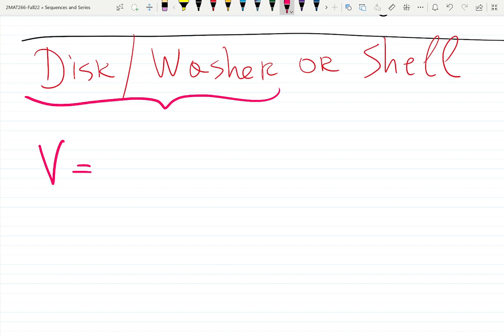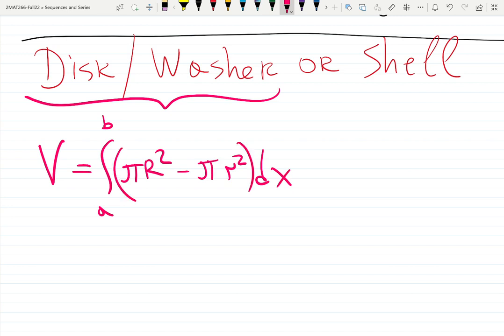But it's still pi r squared minus pi r squared, but because there's no hollow piece, the second r is 0. So the formula is still pi r squared minus pi r squared dx or dy, from a to b or from c to d. So that's the case you're choosing, pi r squared.